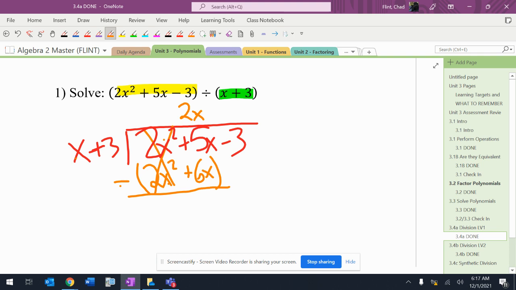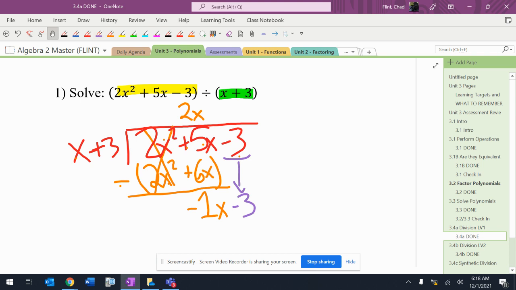Then you have to think about this. 5x minus 6x. I have to use a calculator. It should give me minus 1x. And then bring down the next term. I'm going to bring that down and add it on to the end.